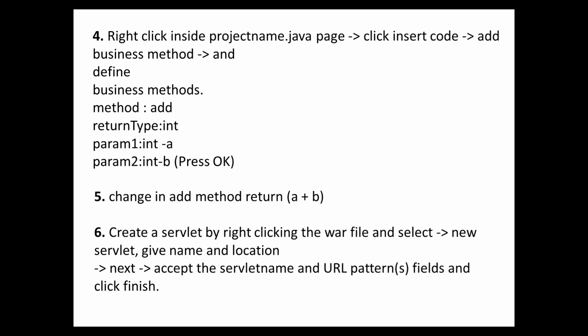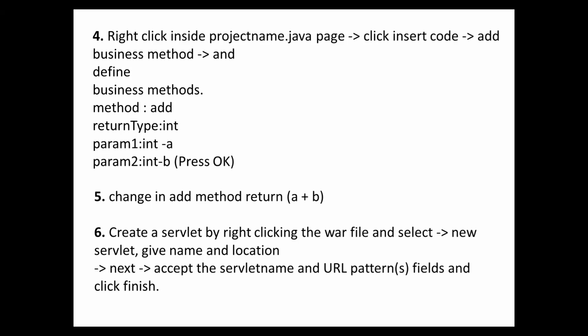So this is the fourth step. And the fifth one, we can change in the add method to return a plus b, because we have to return the value of a and b, whatever input values you give for a and b. That method should be written with the integer type as its return type.